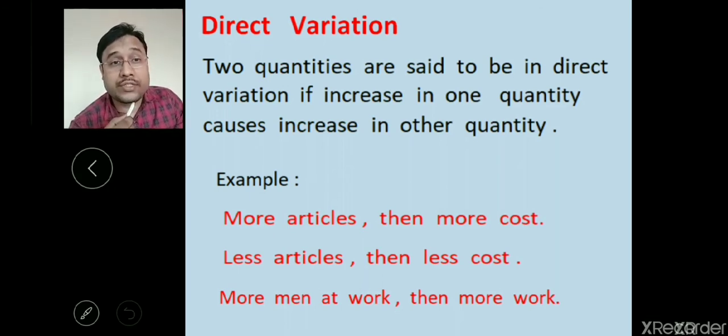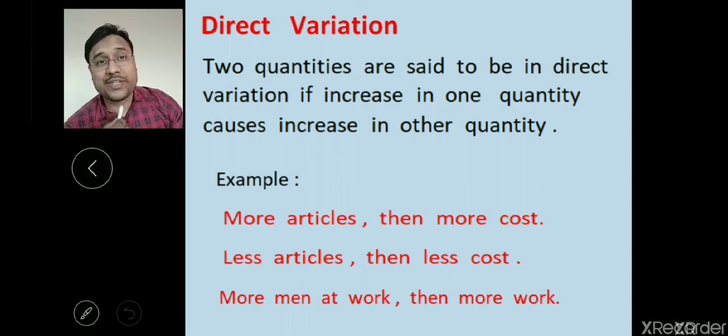Here the efficiency of each man is equal. That's why I'm saying that more men at work means more work, and fewer men at work means less work. This type of relation we call direct variation or direct proportion. Hope it is clear.